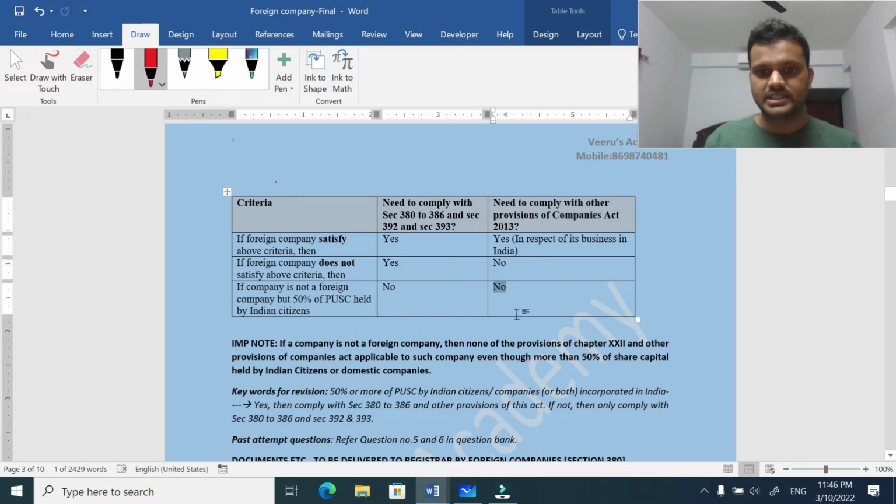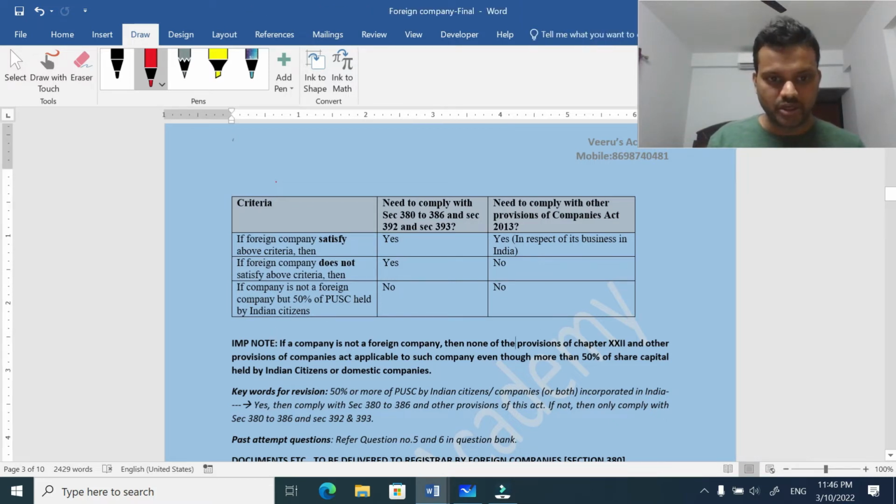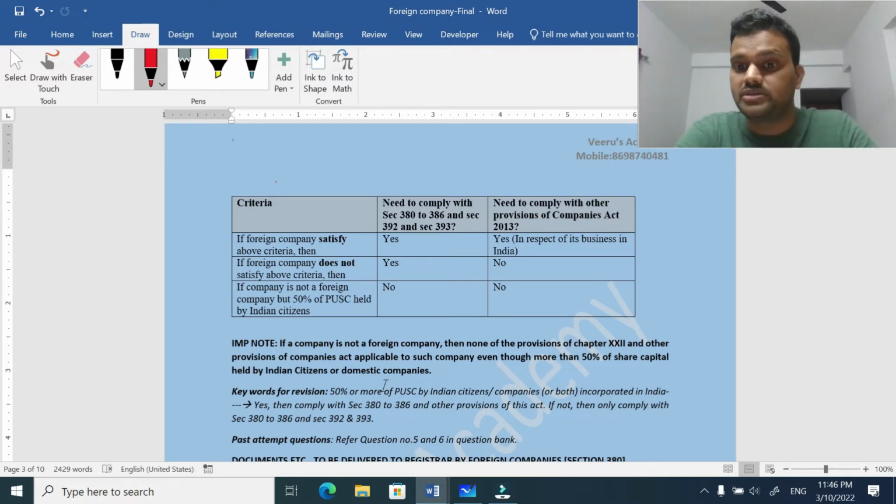I hope you understand this table well, and I have given an important note also here. We just covered this point in that question and answer. Let me read it out for you. If a company is not a foreign company, then none of the provisions of Chapter 22 and other provisions of the Companies Act are applicable to such company, even though more than 50% of share capital is held by Indian citizens or a domestic company. We just covered it, even in the definition of foreign company question. That's almost the same point.